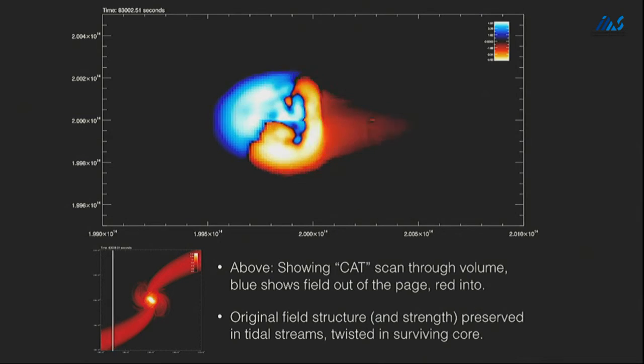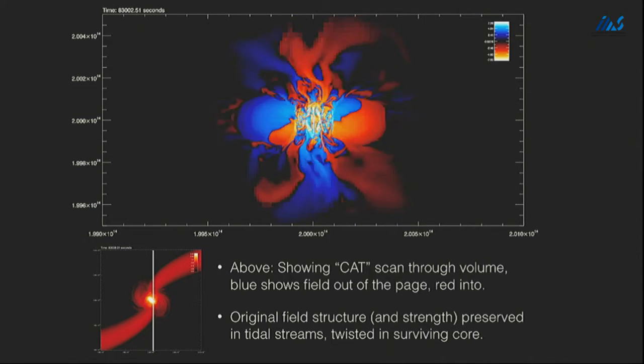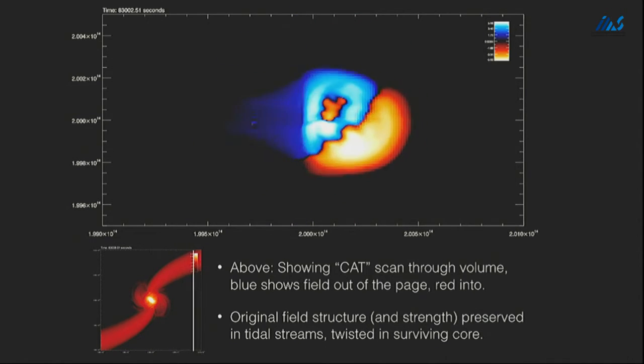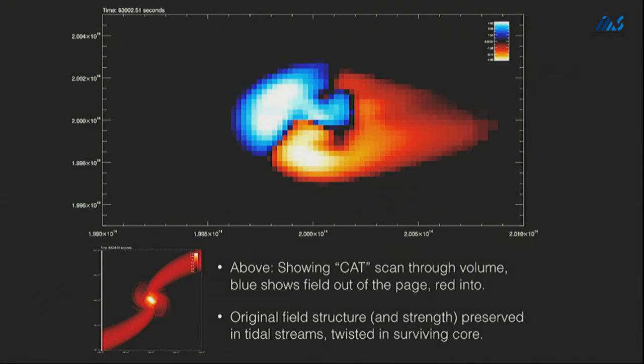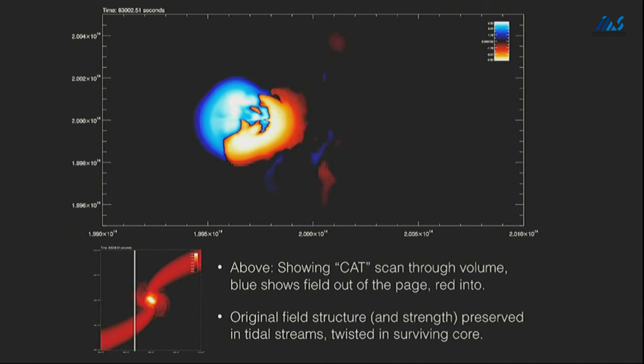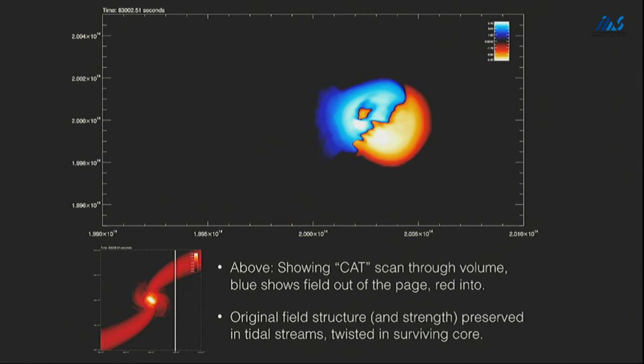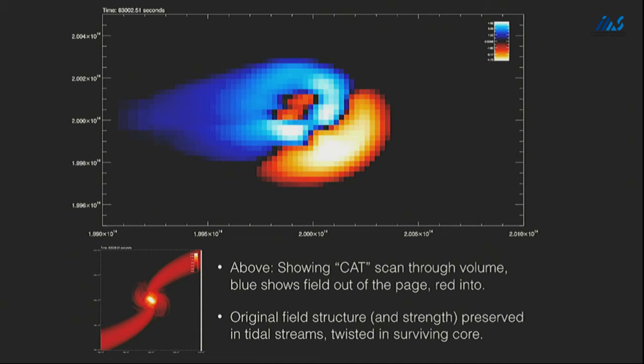Now we'll just show a CAT scan through this star. This is showing field going out of the page and into the page as red and blue colors, respectively. What you'll notice is that it has a relatively complicated cross-section. It kind of looks like a face. The reason for that is related to the random parallel component to the stretching, because remember we started with a random field. Roughly, you can see that there's just as much flux going into the page as out of the page. So what this really is, is a giant field loop that stretches from the core all the way to the tip of the stream and back.